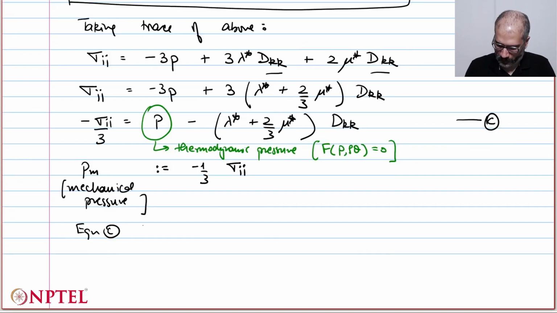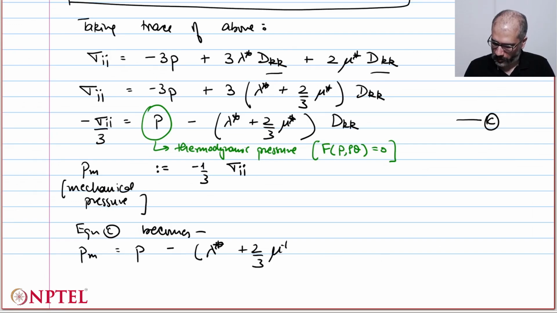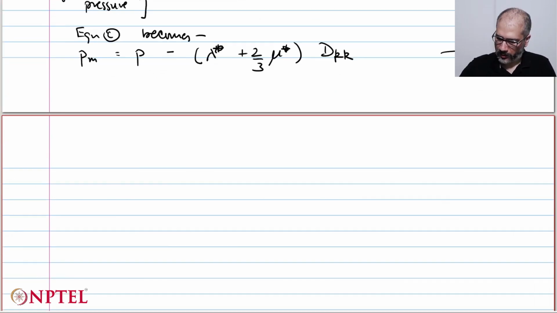So equation C becomes the mechanical pressure is the thermodynamic pressure minus lambda star plus 2/3 mu star times d_kk. So let's call this D. And now I'll talk about something called the Stokes hypothesis.